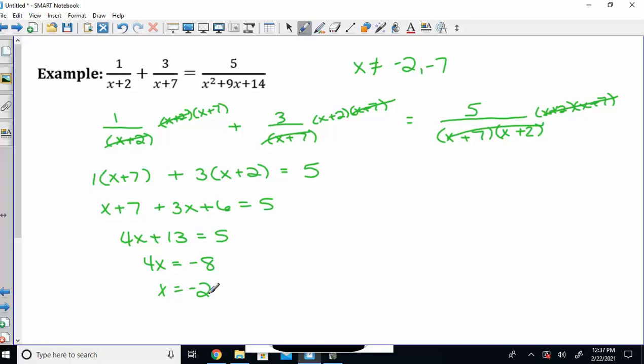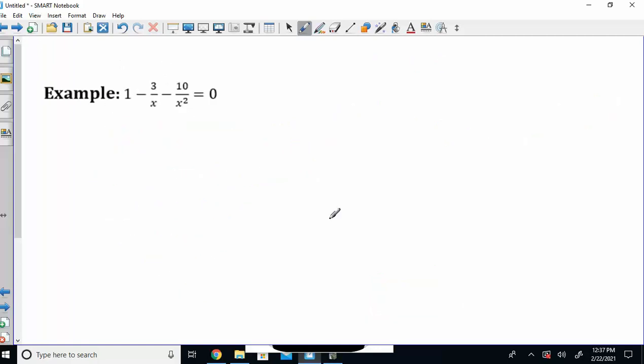That's not right because it cannot equal -2. We said at the beginning that x can't be -2. That's the only answer we got. So what do I say? No solution. No bueno. No solution. Yep. Not good. Alright. You guys take a second and set up the next one. See how far you get with it.